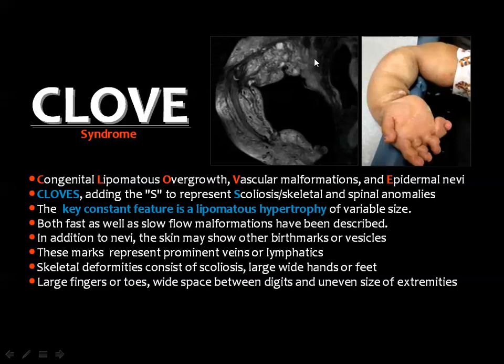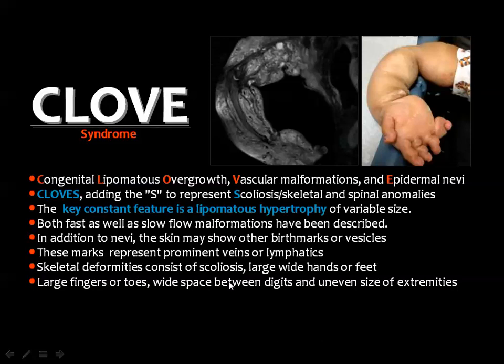Then you can see that the limb is huge compared, of course, to the opposite one. And you may see some vascular malformations, but not as much as Klippel-Trenaunay or lymphangiomatosis. Then, in addition to nevi, skin may show some other marks or vesicles. You may also appreciate some pigmentations, but not similar to the Klippel-Trenaunay syndrome.